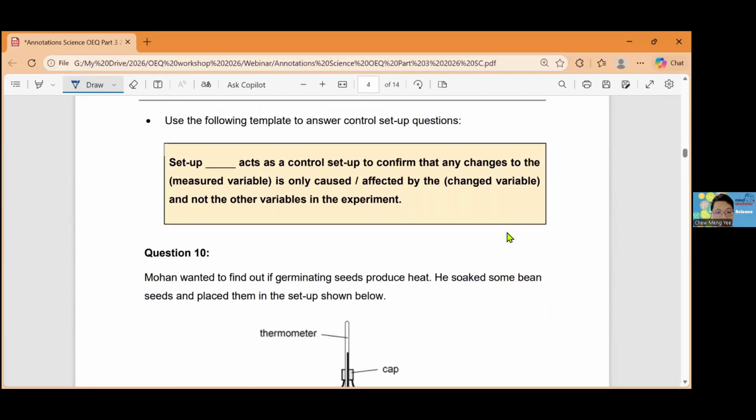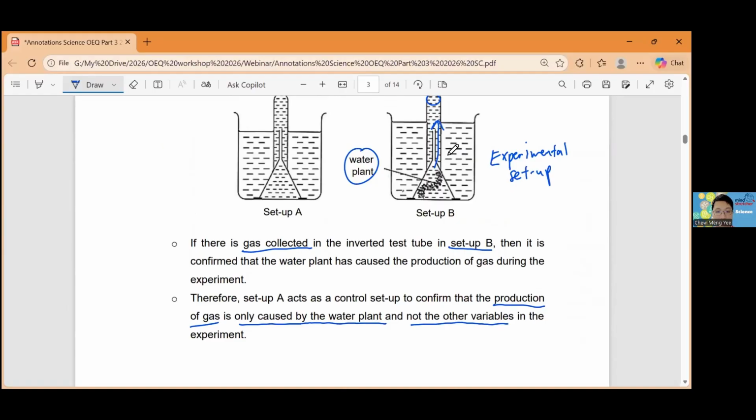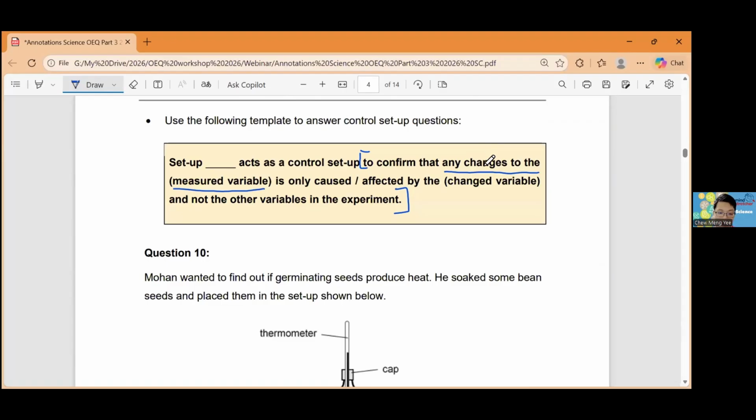If they already told you it's the control setup, and they ask you what is the purpose of the control setup, then your answer just starts from here. But you may have to tweak the phrasing a little bit, depending on how the question is asked. To confirm that any changes to the measured variable, which depends on what is being measured, like in this case, the production of the gas. The template is a standard template, so you can change this accordingly to what is needed, such as the production of gas X or the collection of gas X.